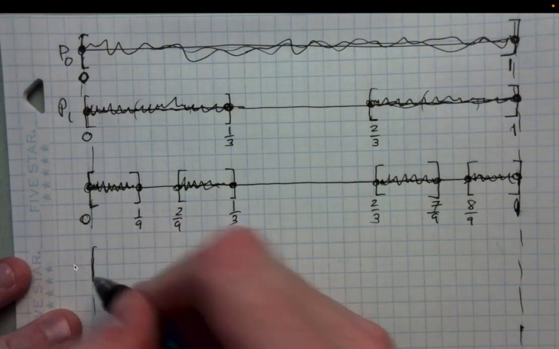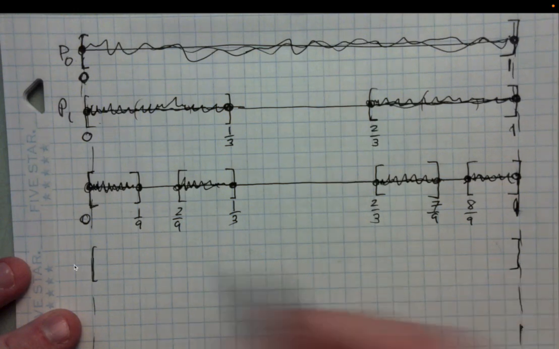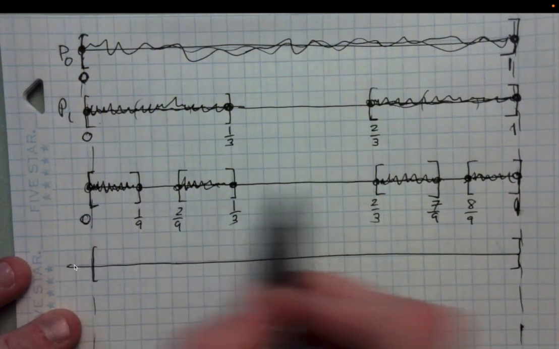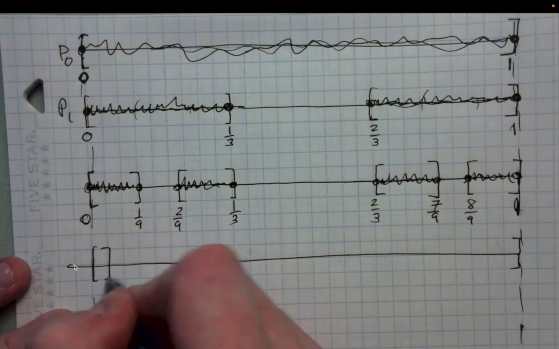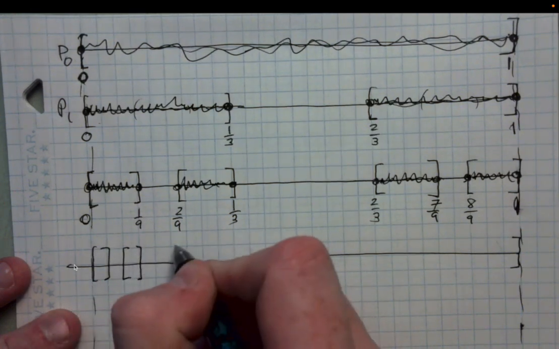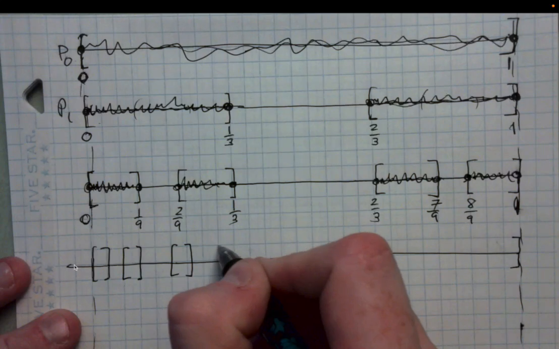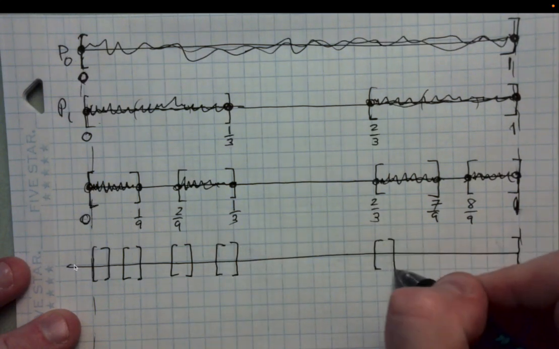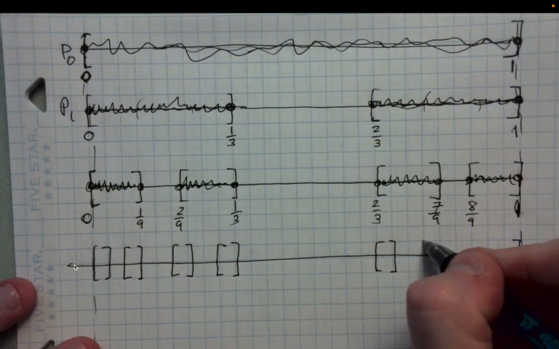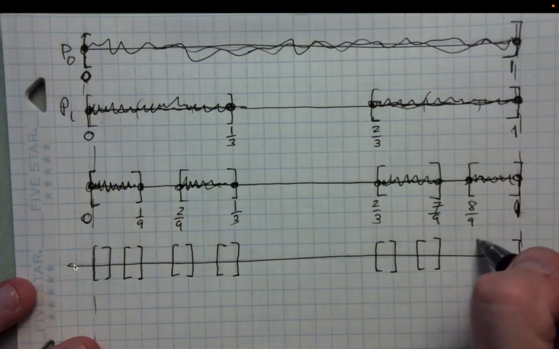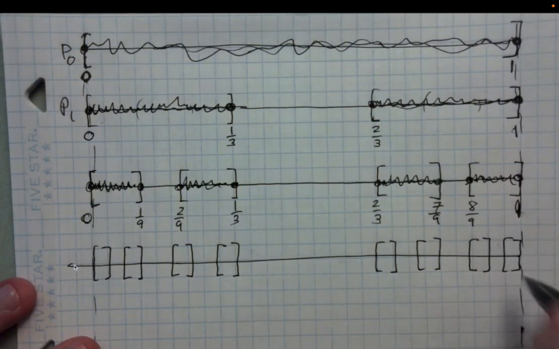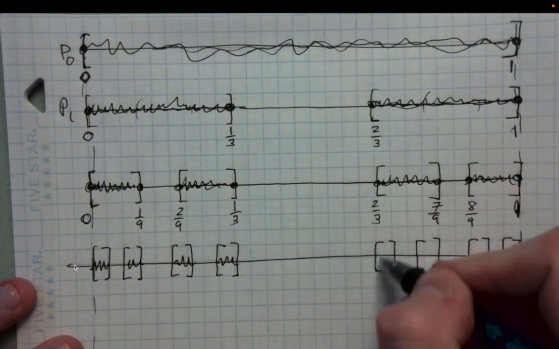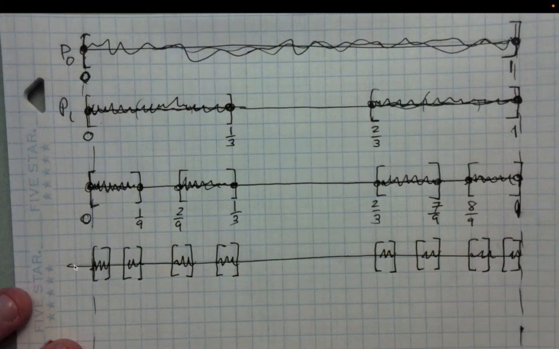You can imagine what happens at the next step. Now we're going to break these into thirds, so it goes like this and like this, and then like this and like this. You can see how this is going to get really difficult to draw in a moment. Now we've got this part, this part, this part, this part, here, here, here, and here.